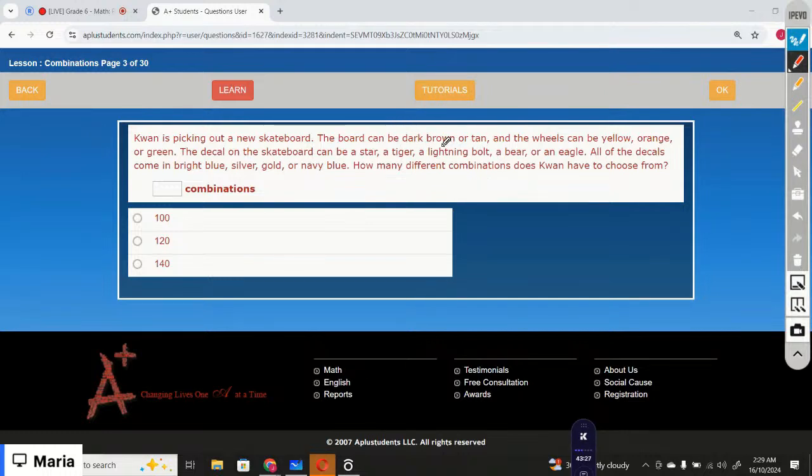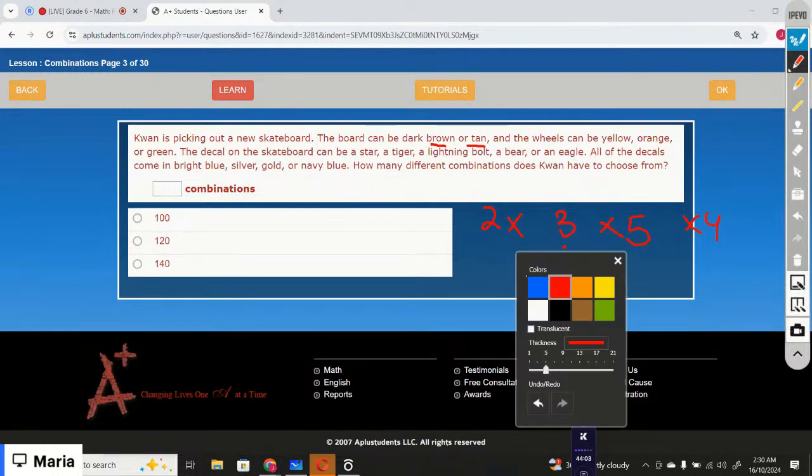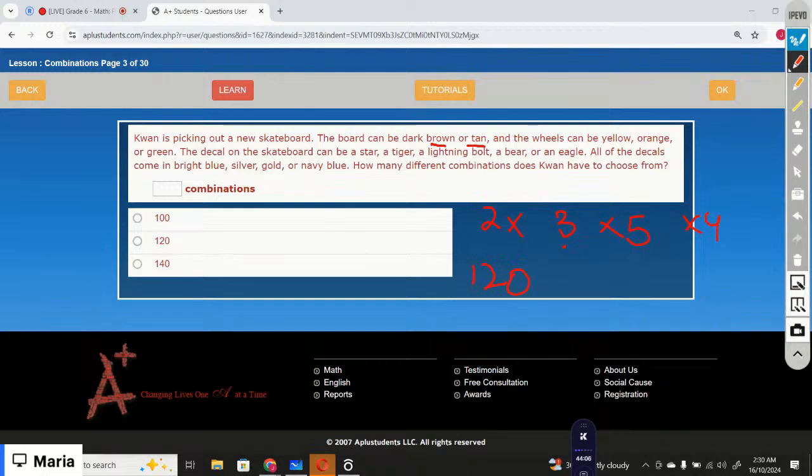For the board that can be dark or tan, you have two options for the board. The wheels can be yellow, orange, or green, three options for this. Then the decal on the skateboard can be star, tiger, a lightning bolt, a bear, or an eagle. There are five options. All of the decals come in bright blue, silver, gold, or navy, four colors. So, how many different combinations are you given? You are given four options for the decal colors. You have to multiply them, right? You have to do 2 times 3, 6, 6 times 5 is 30, and 30 times 4 is 120.